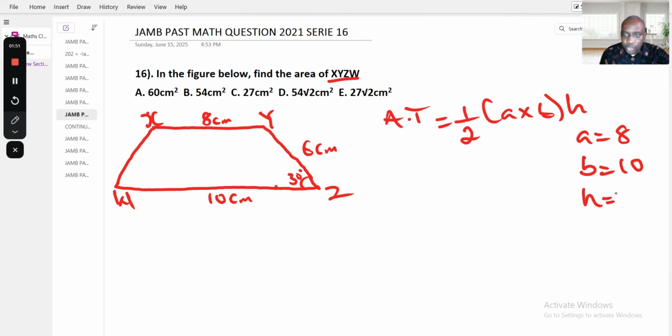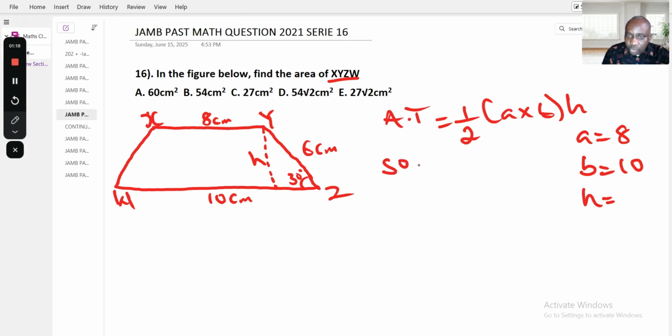What is our h? The question did not give us h. Therefore, we need to look for the h. How can we look for h? The height. Just join this one together like this. So this is h, which is the height. How can we look for this side? This is opposite and this is hypotenuse. There's something called SOHCAHTOA to know whether we should use tan, sine or cosine.